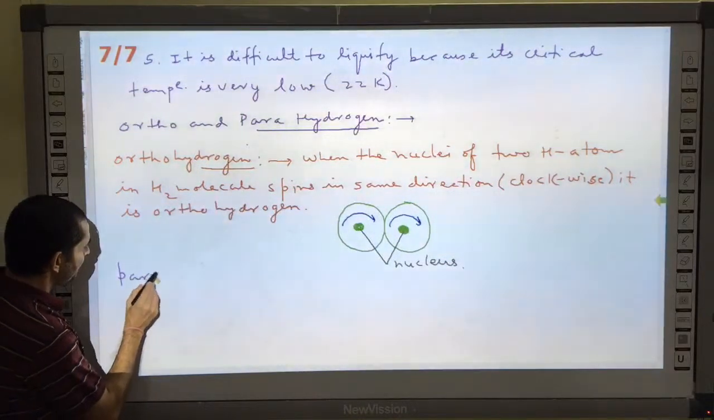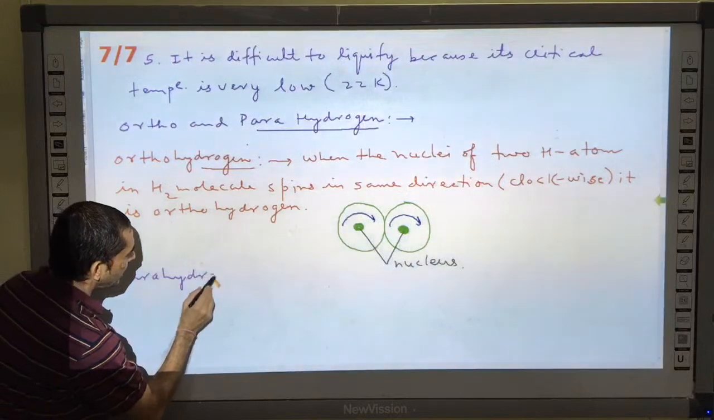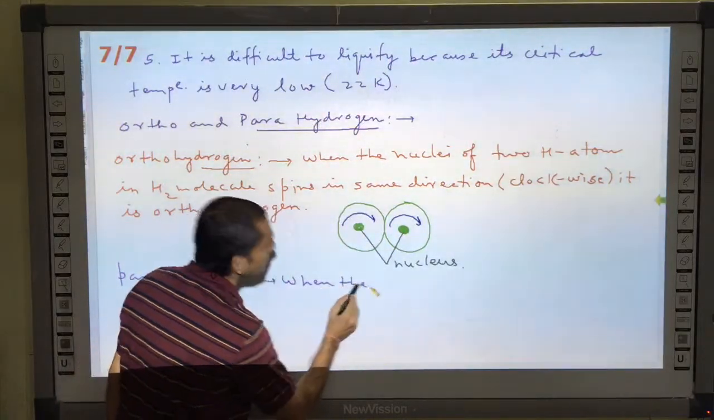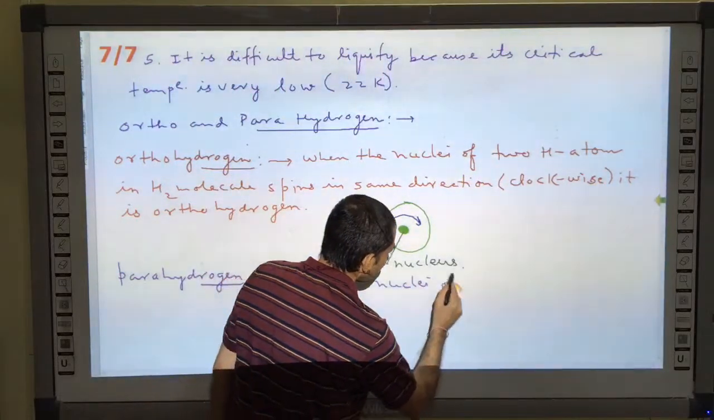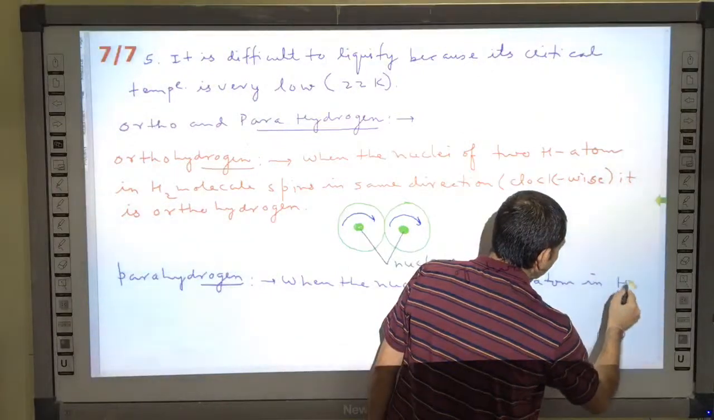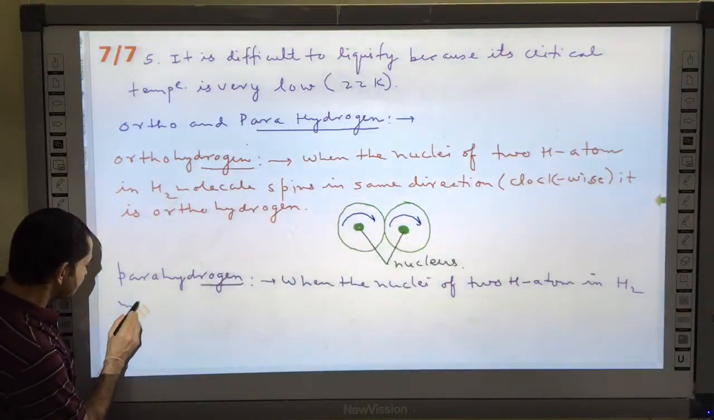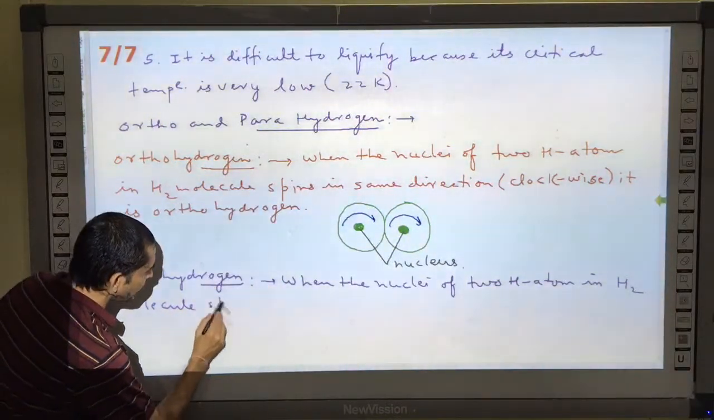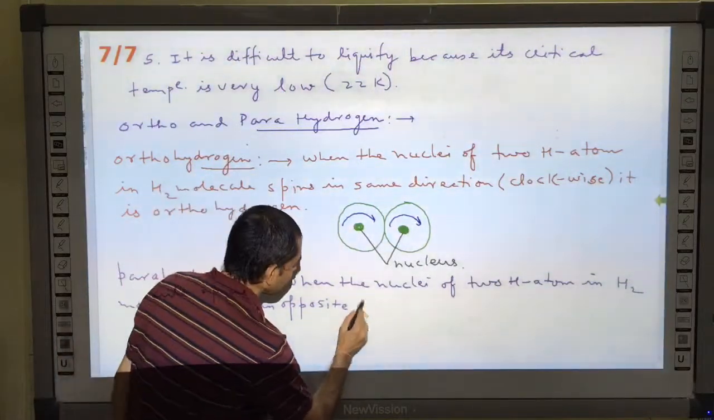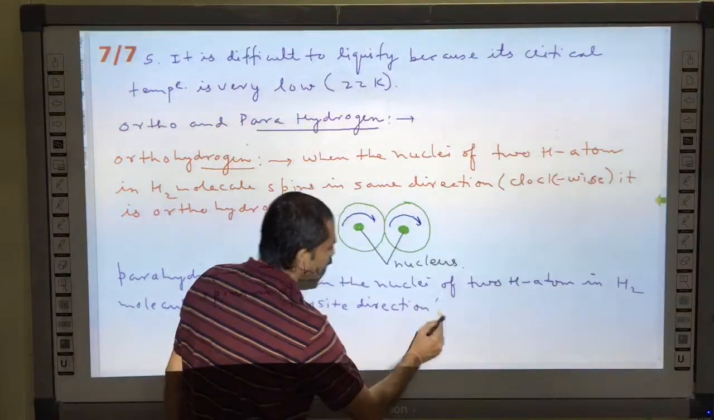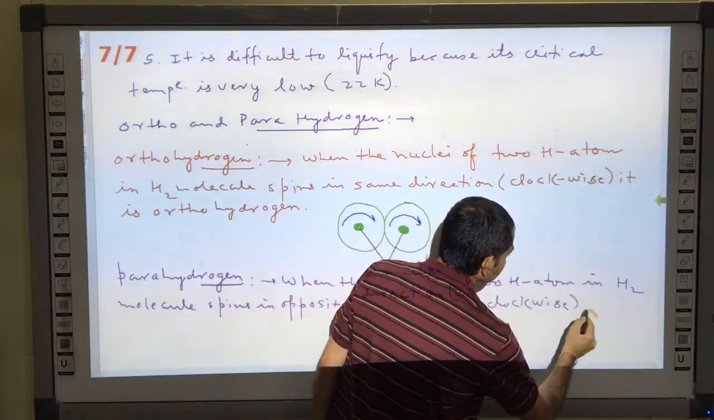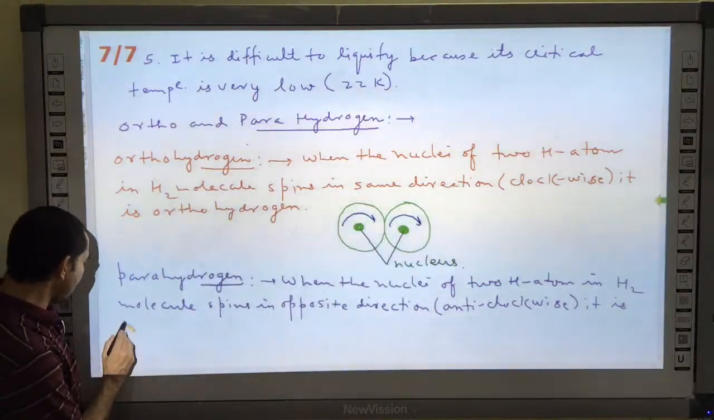What about parahydrogen? Para will be the reverse of this. When the nuclei of two hydrogen atoms in an H2 molecule spin in the opposite direction, that is anti-clockwise, it is parahydrogen.